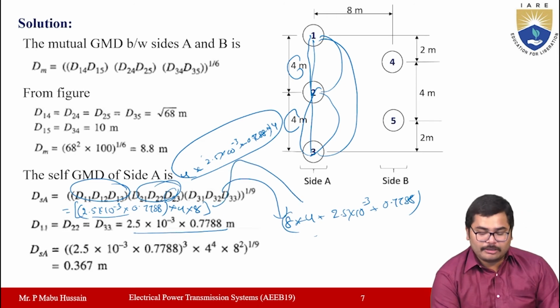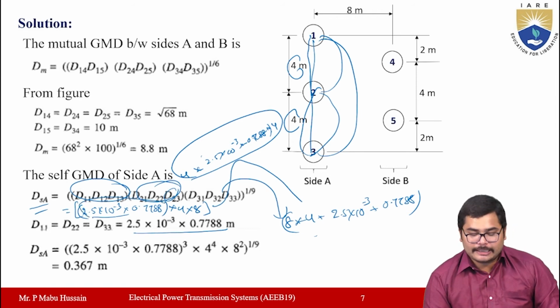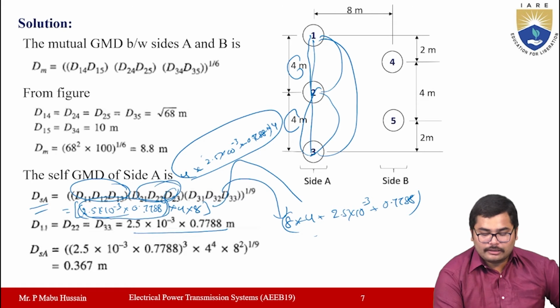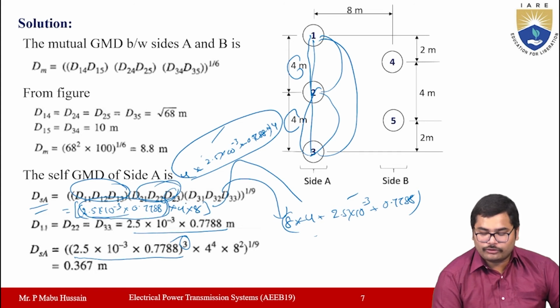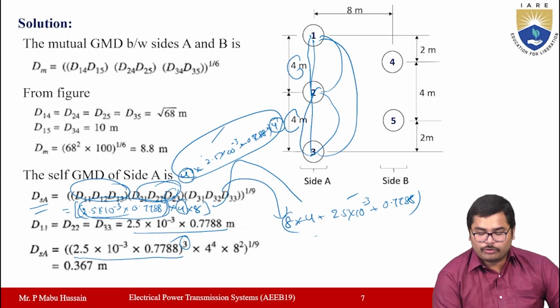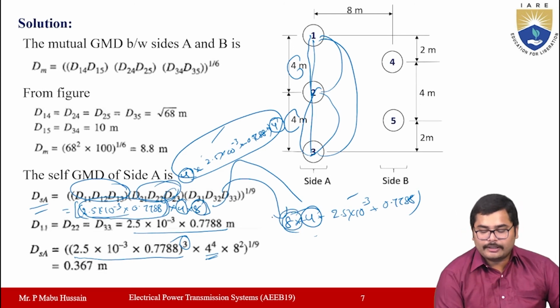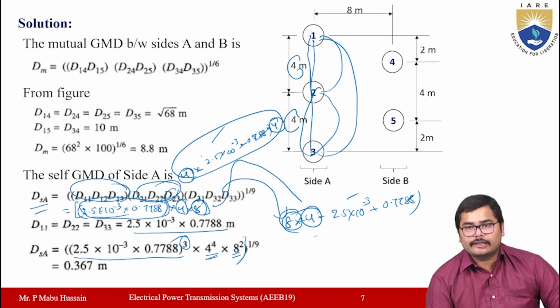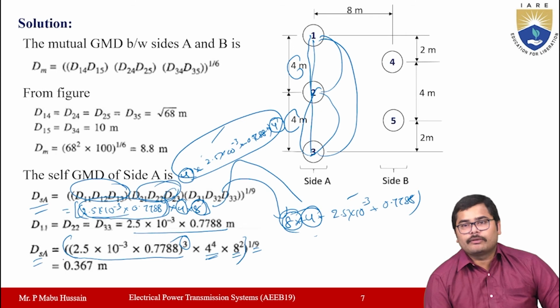Right, if you observe all the three products, this 2.5 into 10 power minus 3 into 0.7788 is there in all the terms. So this total value whole cubed you will get. Then 4, how many times is it appearing? Here 1 4, here 1 4, here 1 4, and here 1 4. So total 4 4s are there. So 4 power 4. Then if you observe the 8s, 8 and 8, so 2 8s are there. So 8 squared, whole to the power of 1 by 9. Now if you calculate this value with your calculator, you will get the value of DSA. That value will be 0.367 meters.